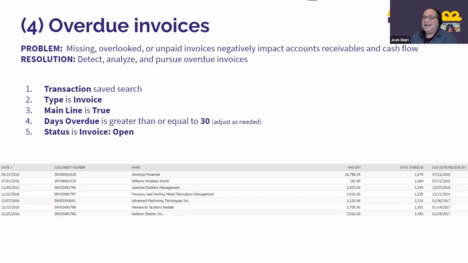Okay, so I want to go over Safe Search number 4, then I'll just flash the slide for the 5th one, and then we'll go to closing remarks. But I do want to talk about overdue invoices. We were talking about volume, right? If missing, overlooked or unpaid invoices just linger out there, you're just not collecting. So this Safe Search is a simple one to look at days overdue, which is automatically calculated by NetSuite.